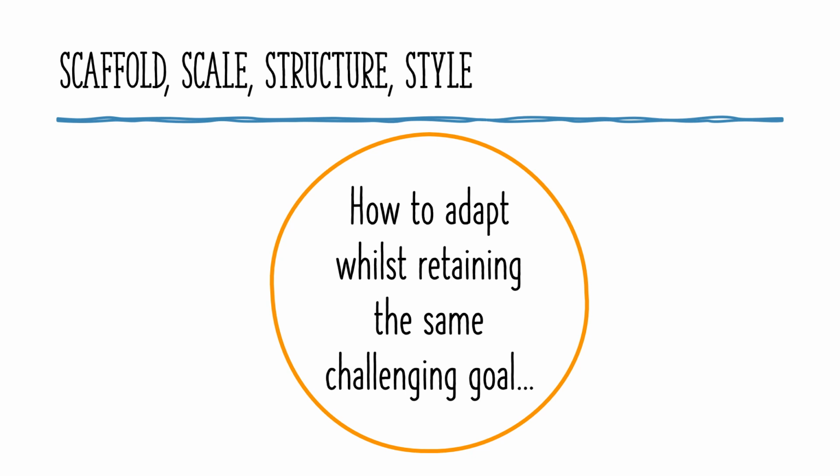So in order to kind of move away from some of those processes described on the previous slide, it's important that we are clear as to how we can adapt tasks whilst we can retain the same challenging goal for all learners. So over the next couple of slides, I'm going to give some examples of the four S's, as you can see at the top there: scaffold, scale, structure and style, and how they might be implemented to therefore then lead us down this route of more adaptive teaching for all students.